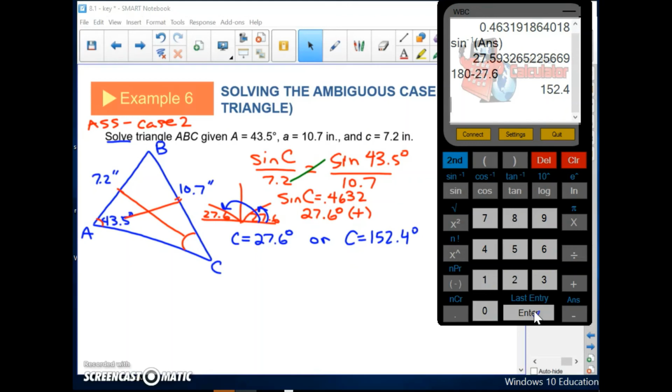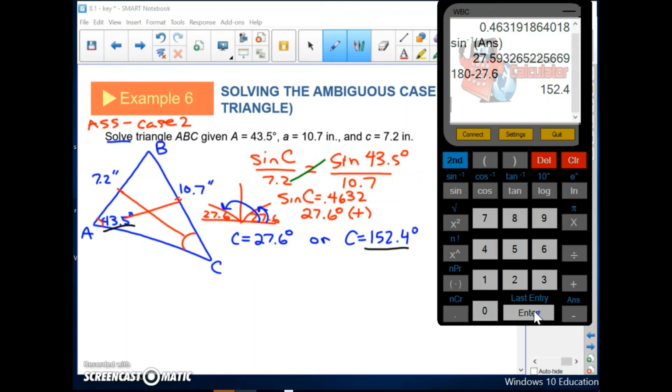And so maybe you look at this 152.4 as one of the angles to go along with 43.5. Maybe you notice something about that? That's more than 180 right there, right? 150 plus 40 is 190. That can't possibly work. That second one isn't going to form a triangle. Even though that is an answer to my red equation above, it's not going to form a triangle. And so we can already kind of tell. But let's say you can't tell.